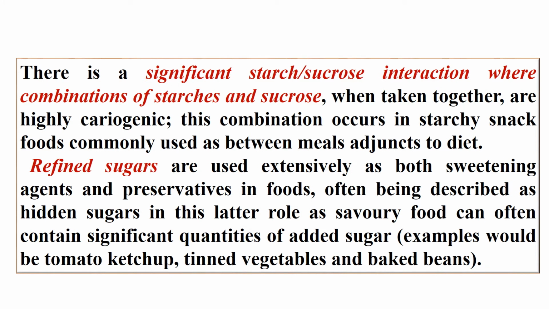Refined sugars. Refined sugars are used extensively as both sweetening agents and preservatives in foods, often being described as hidden sugars. In this latter role, even savory food can often contain significant quantities of added sugars. Examples would be tomato ketchup, tinned vegetables, and baked beans.